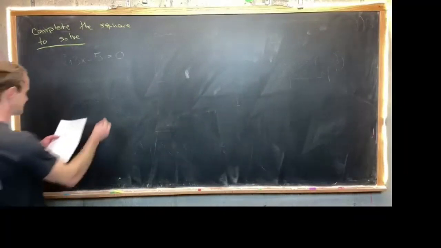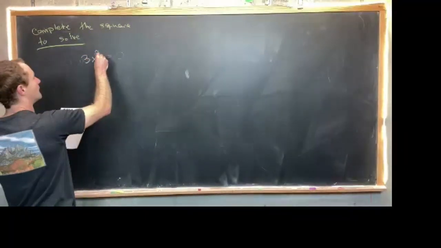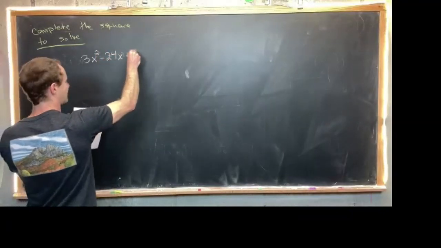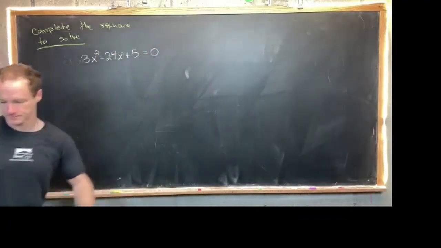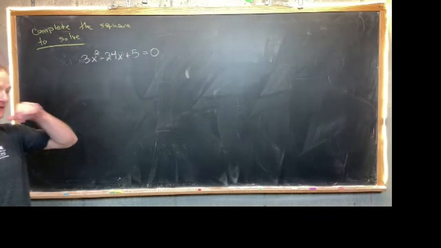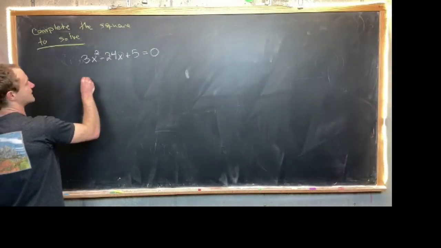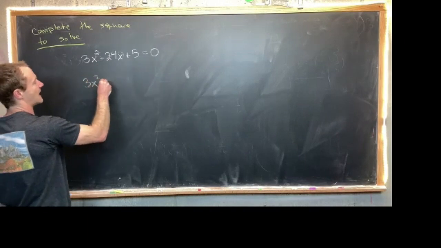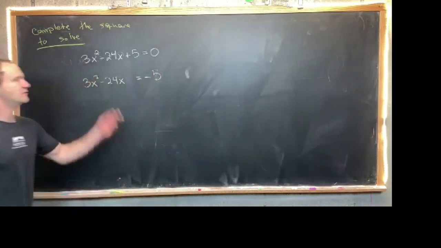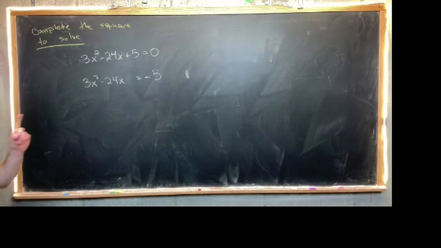Okay, great. So let's say we've got this 3x squared minus 24x plus 5 equals 0. Okay. So we're going to follow the same strategy that we did before. So I'm going to go ahead and take this and write it as 3x squared minus 24x equals negative 5. So I've moved the 5 over. In other words, I've moved the constant term over. So that's like step 1.